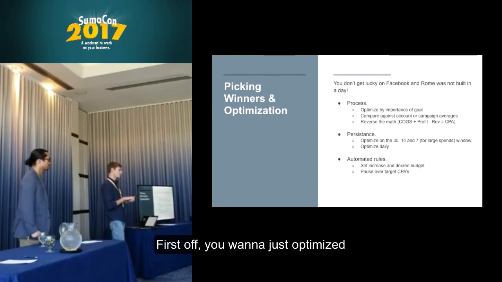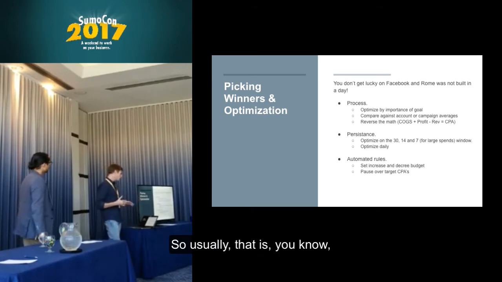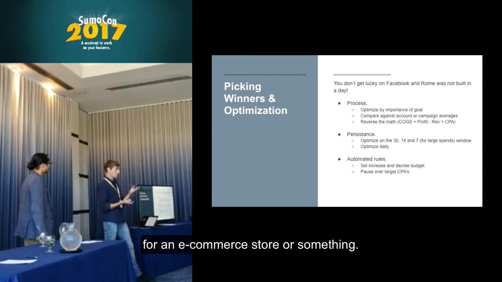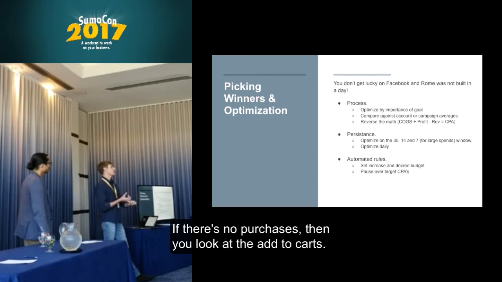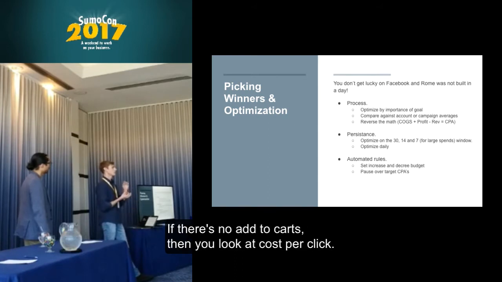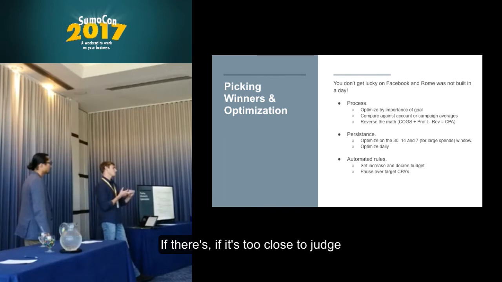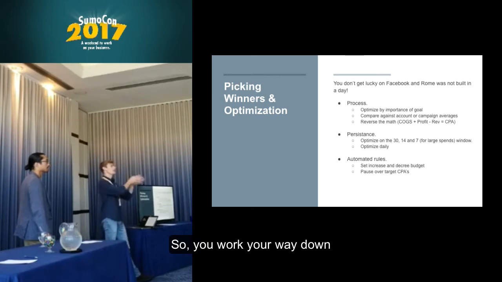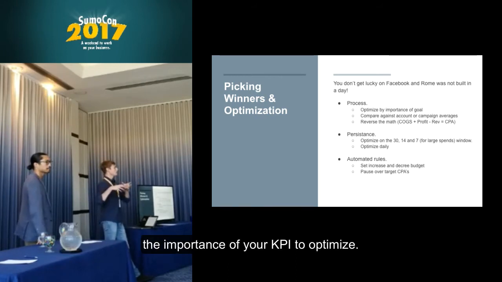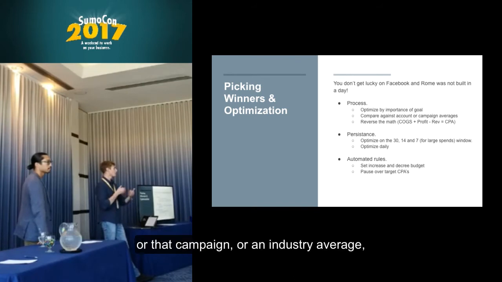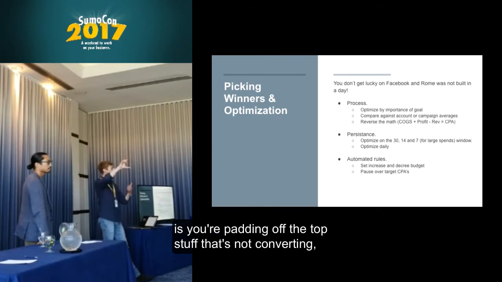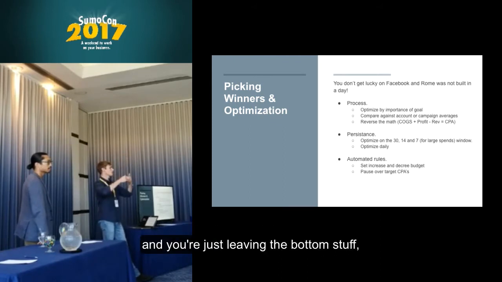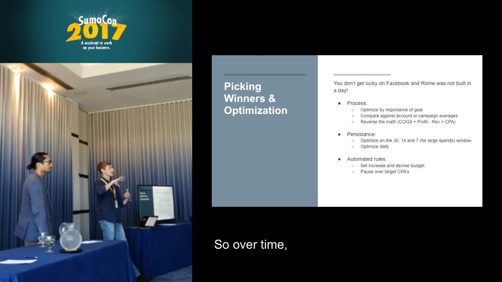First off, you want to just optimize based on your most important KPI. So usually that is, for an e-commerce store or something, a purchase. If there's no purchases, then you look at the add to carts. If there's no add to carts, then you look at the cost per click. If it's too close to judge whether cost per click is good or not, then you go to click-through rate. So you work your way down the importance of your KPI to optimize. And you always want to benchmark it against your account or that campaign or an industry average or something like that. So essentially what you're doing is you're cutting off the top stuff that's not converting, and you're just leaving the bottom stuff, and then you're constantly adding to that bottom stuff. So over time, your account just gets better and better and better.